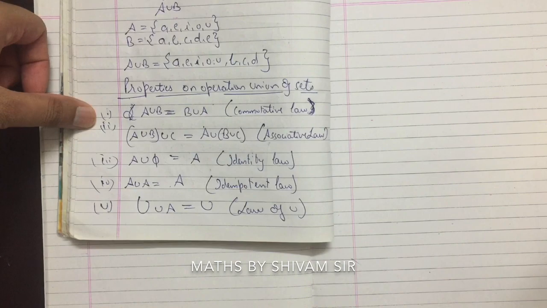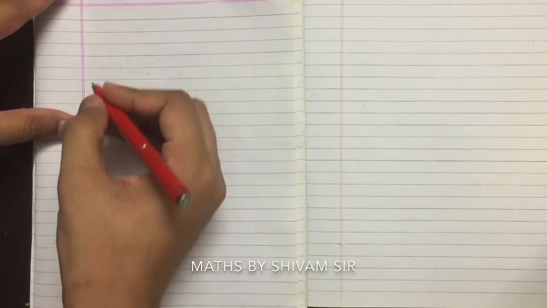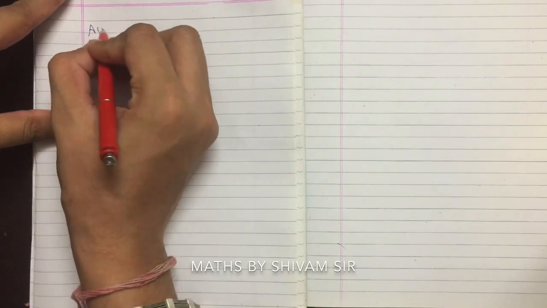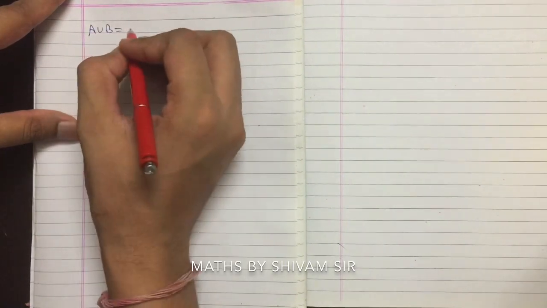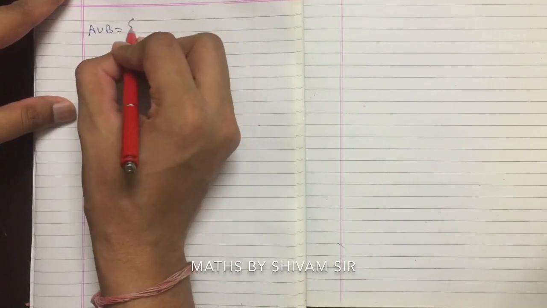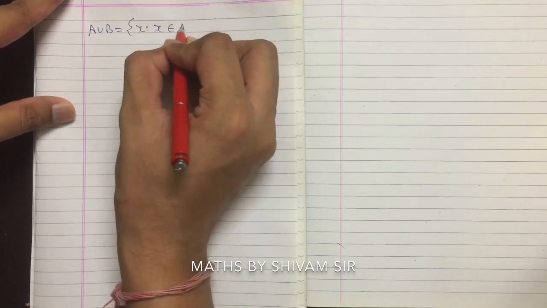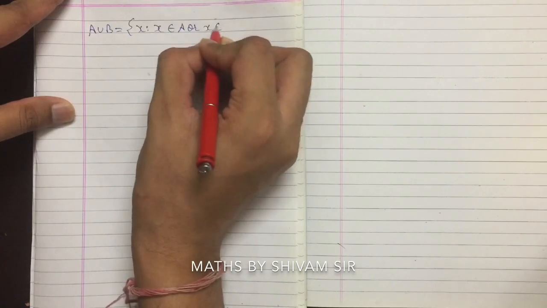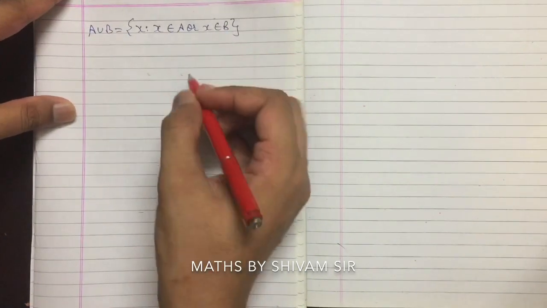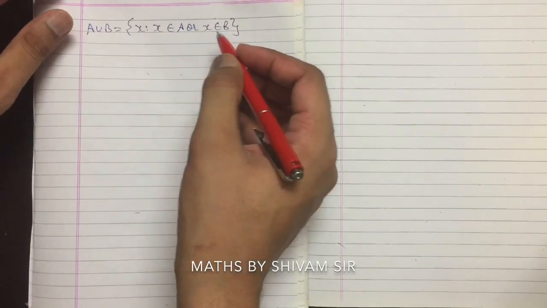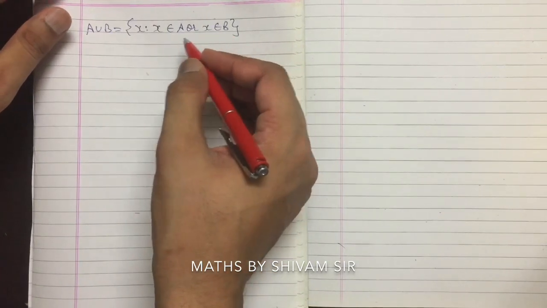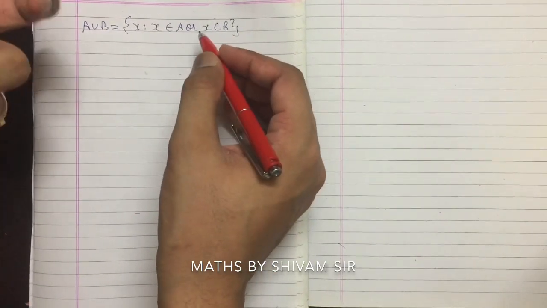So let's talk about intersection of sets now. Before that, let me tell you the mathematical representation of A union B. A union B is a set of X where X belongs to A or X belongs to B. So X belongs to either A or B. Common elements are included in this definition only.